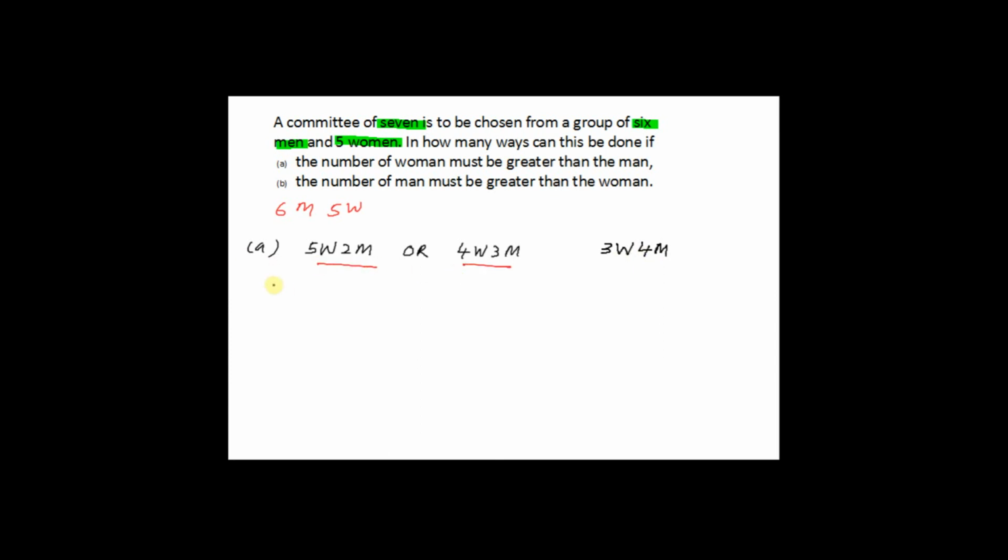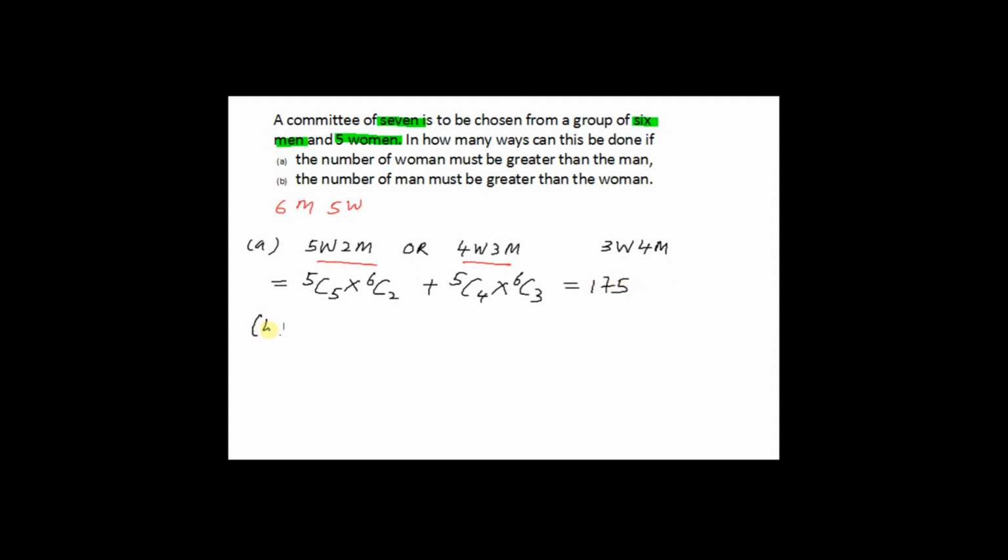So this equal to, you have 5 women, so 5 choose 5, multiply with, you have 6 men, you choose 2, plus 5 women, you choose 4, multiply with 6 men, you choose 3. Just press your calculator, your answer should be 175.